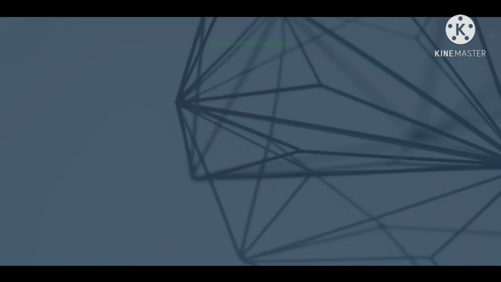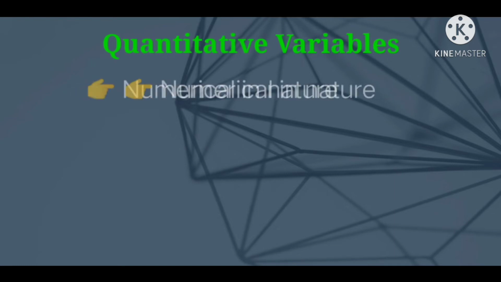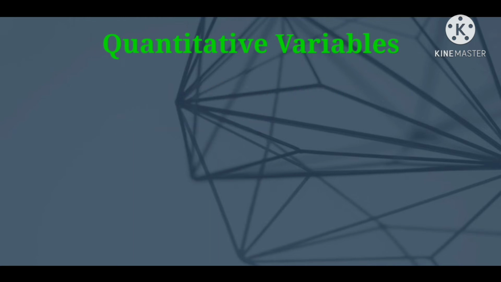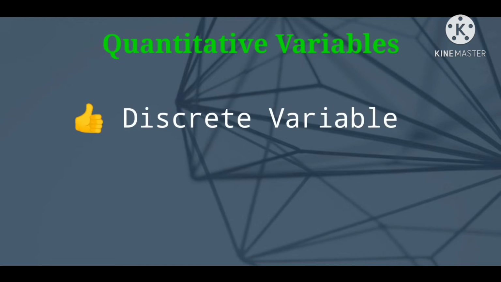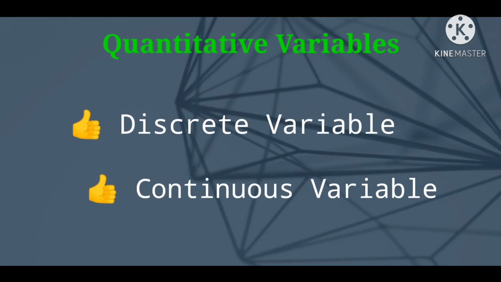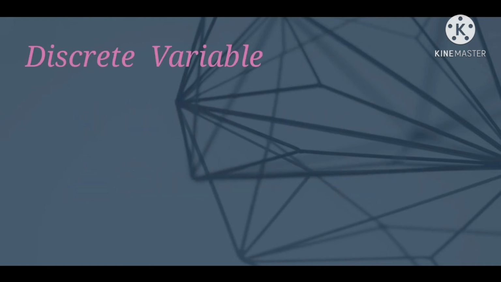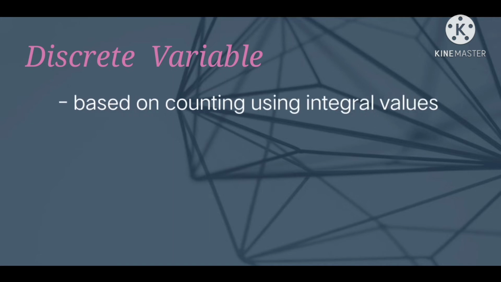Now, let's move on to quantitative variables. Quantitative means numerical in nature, such as 5, 8, 12. In qualitative, we use words; in quantitative, we use numbers. That is the difference. There are also two types of numerical data under quantitative variables, and those are discrete variable and continuous variable. Now, a discrete variable is based on counting using integral values.